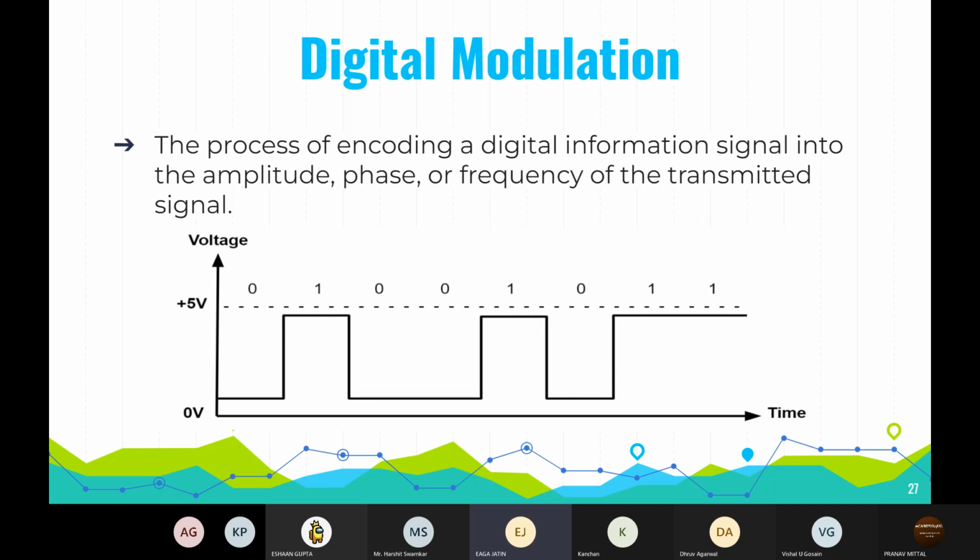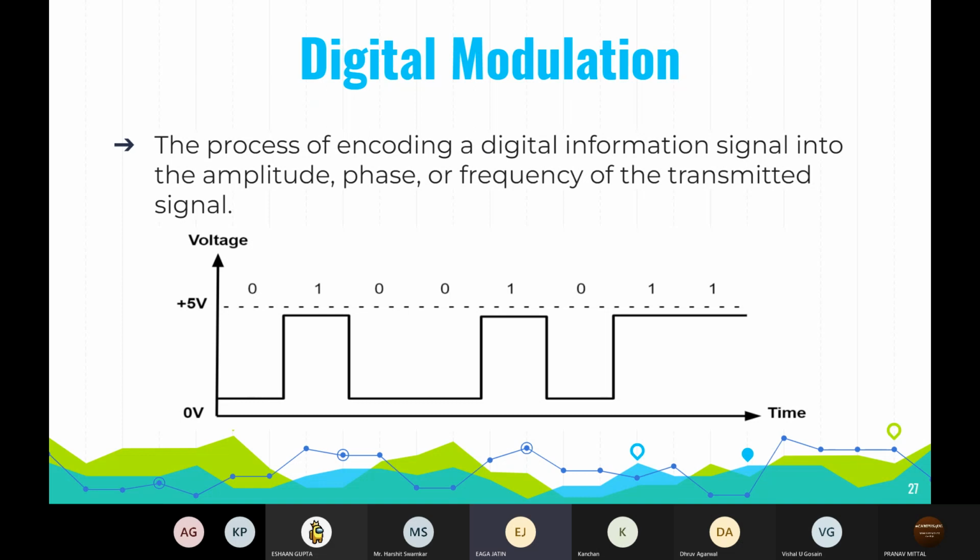In digital modulation, we also have an analog carrier wave, but the difference between analog and digital modulation is based upon the message signal. That is, the modulating signal is in analog form for analog modulation, whereas it is in digital form for digital modulation.